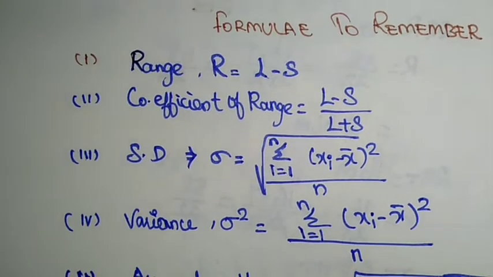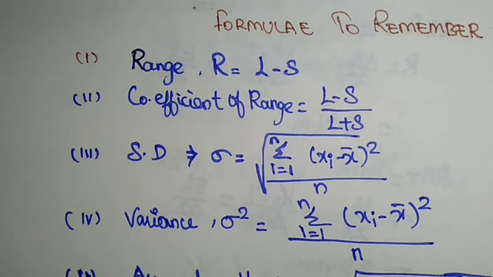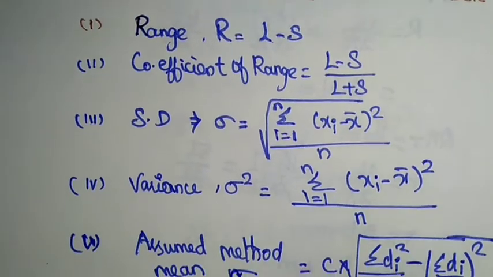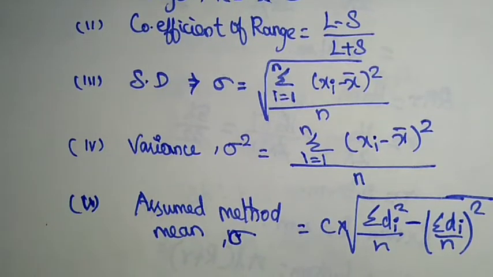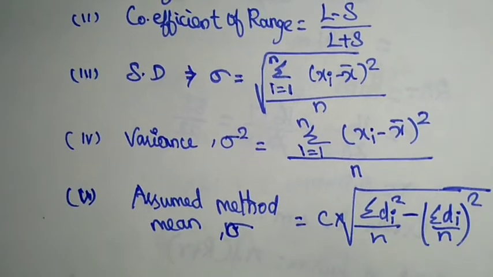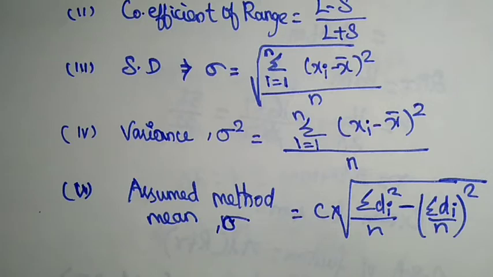Here, standard deviation sigma is equal to the root of summation i equals 1 to n of (xi minus x bar) whole square divided by n. Variance sigma square is equal to summation i equals 1 to n of (xi minus x bar) whole square divided by n. In the assumed mean method, sigma is equal to c into the root of summation di square divided by n minus (summation di divided by n) whole square.